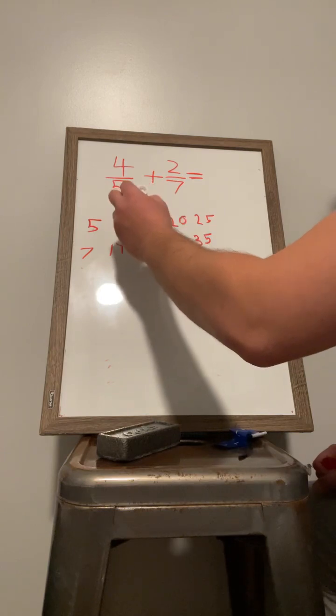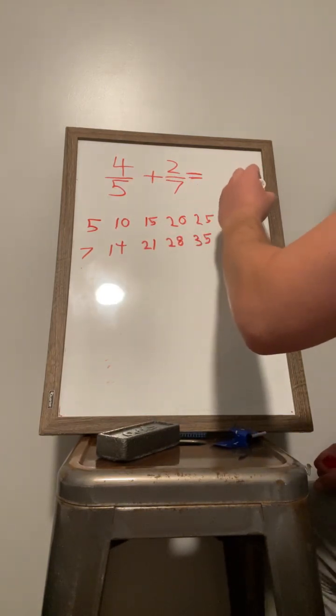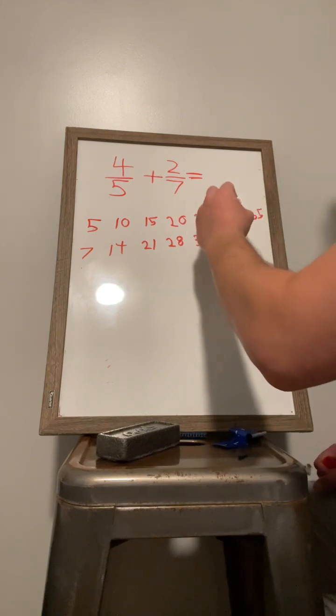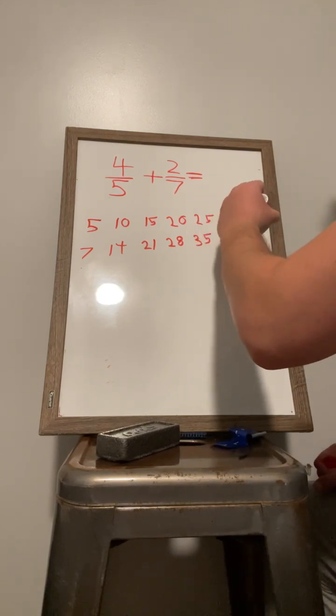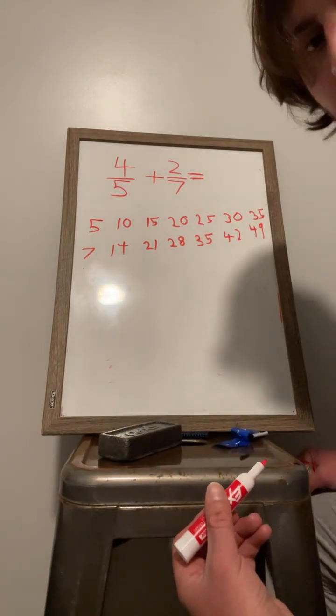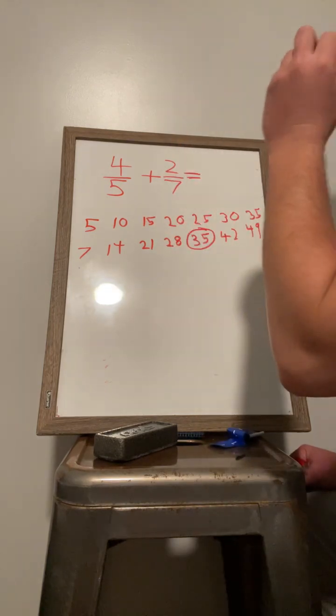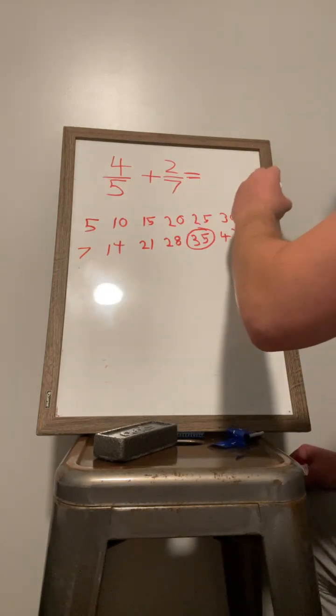5, 10, 15, 20, 25, 30, 35, 42, 49. All right, so I found the common multiple. So the least common multiple between 7 and 5 is 35.